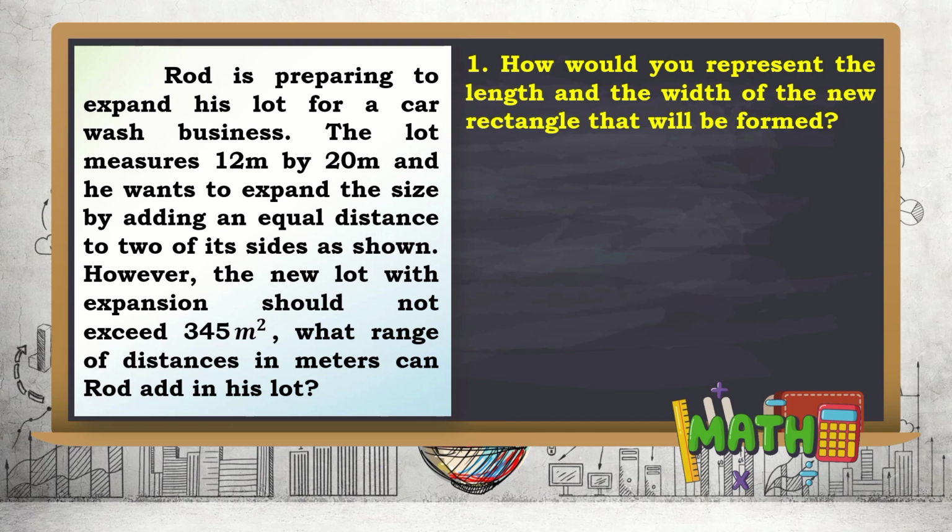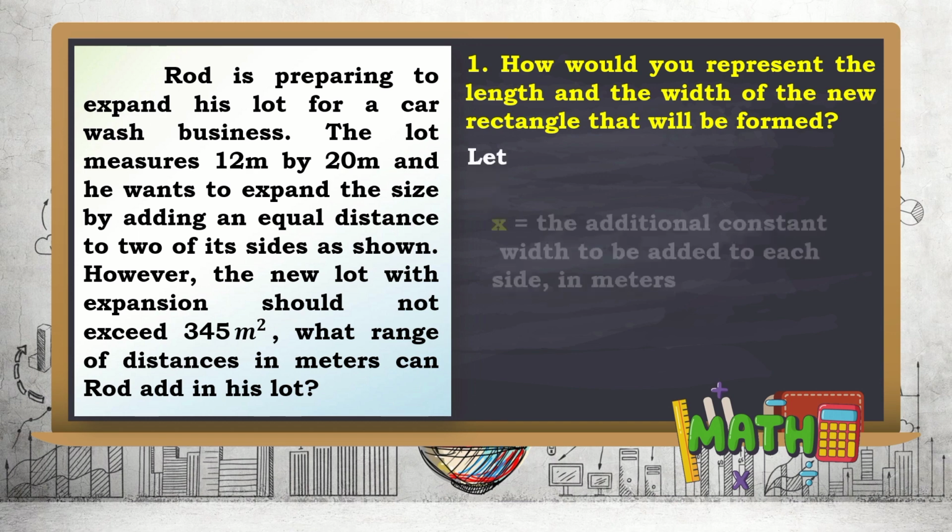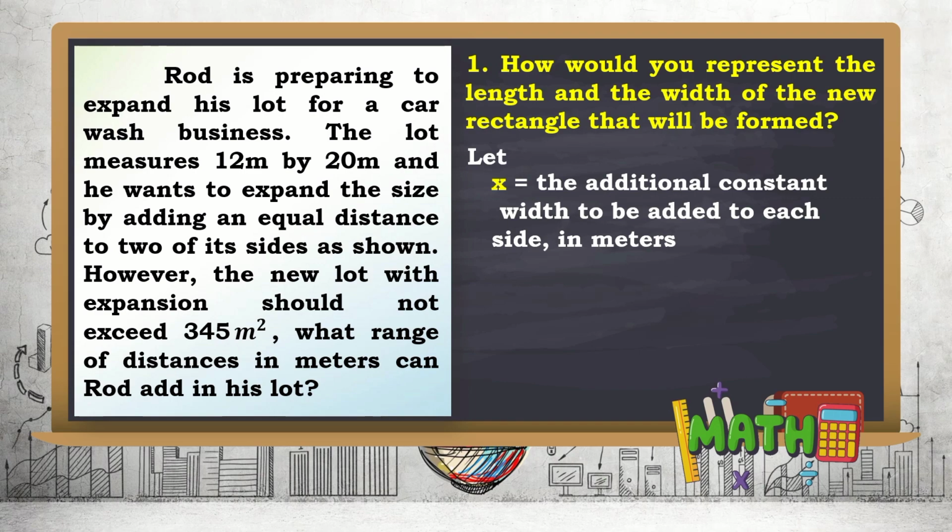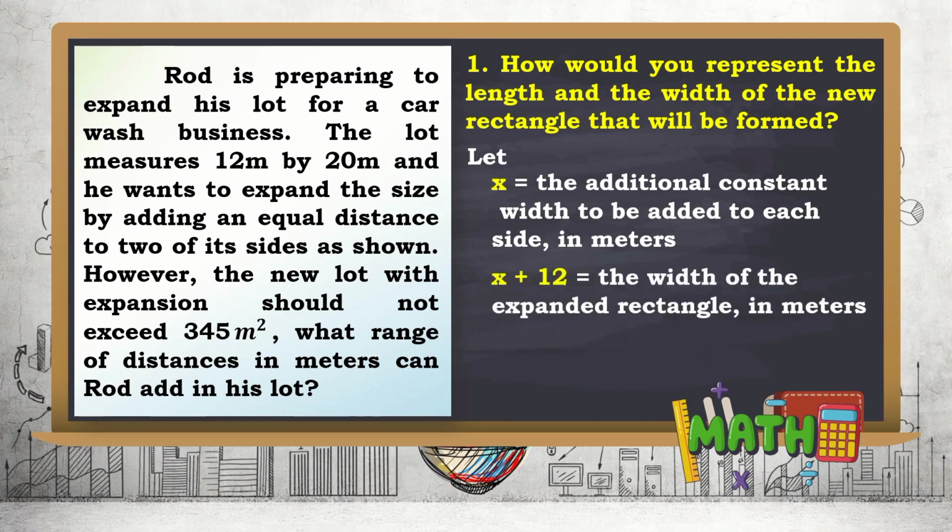Question number 1. How would you represent the length and the width of the new rectangle that will be formed? First, let x be the additional constant width to be added to each side in meters, and x plus 12 the width of the expanded rectangle in meters.